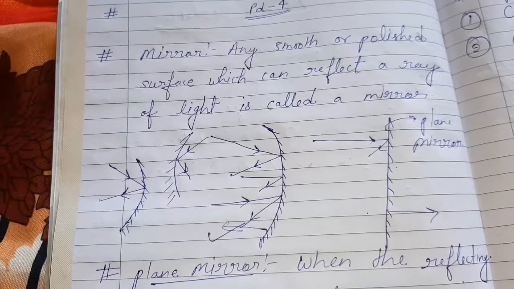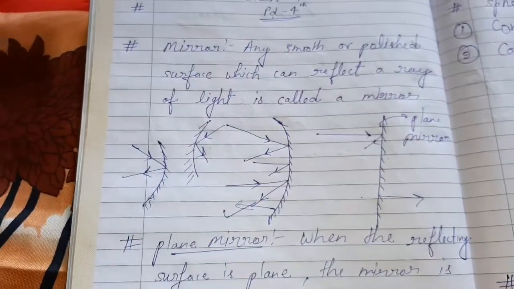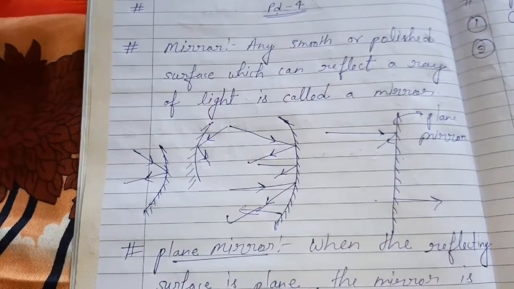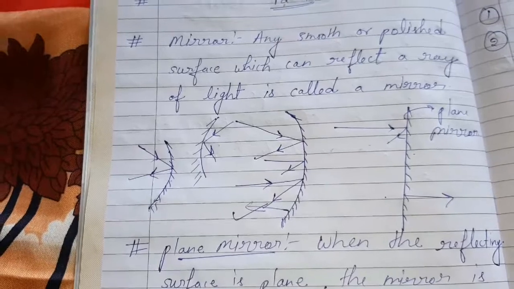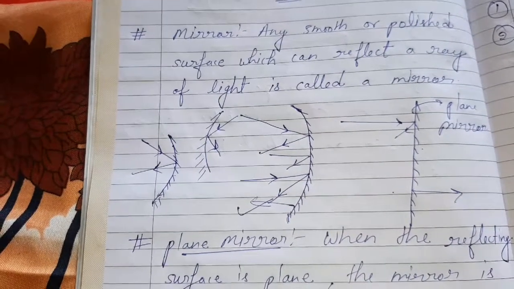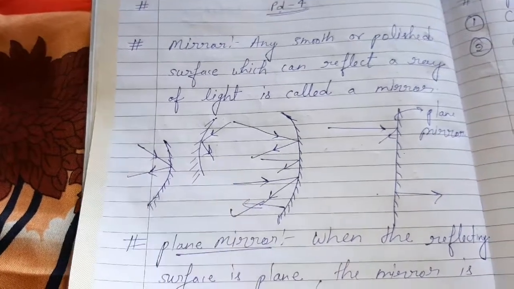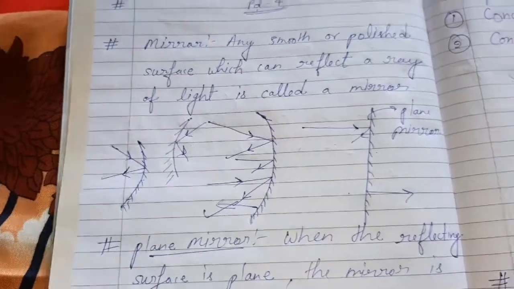Okay students, so today the topic was mirror, plane mirror, spherical mirror. Spherical mirrors are 2 types, concave mirror and convex mirror. This is the basic class for you, and this is class 7th, PD and lecture number 4.